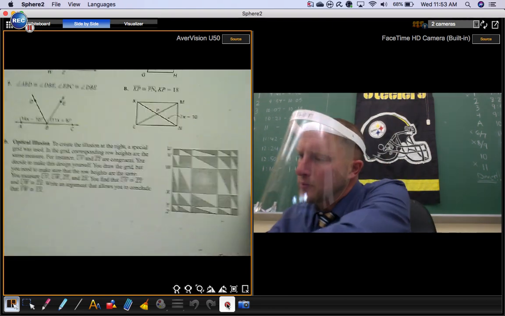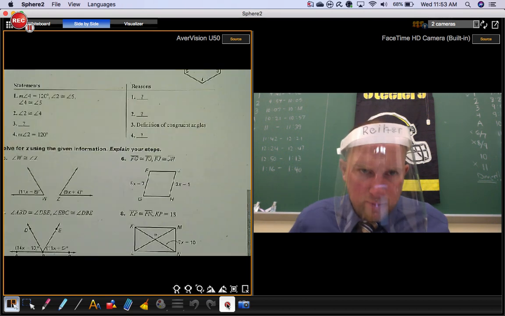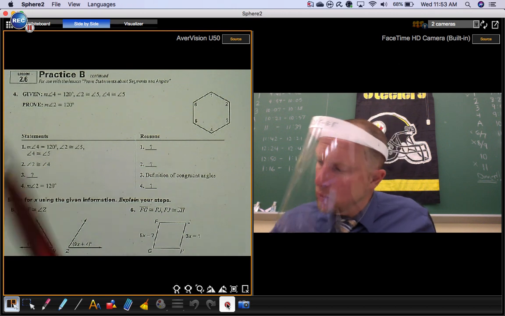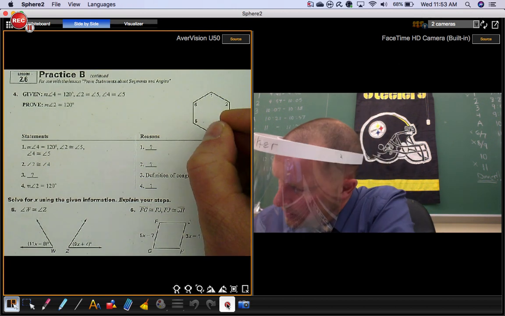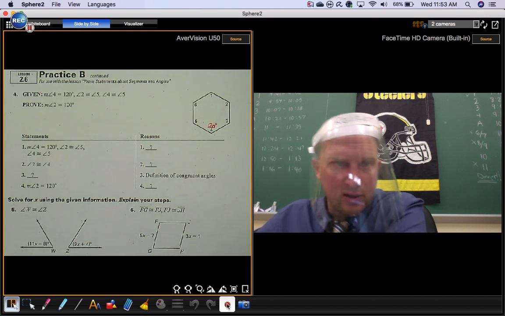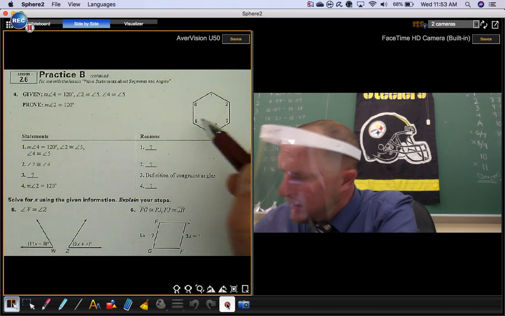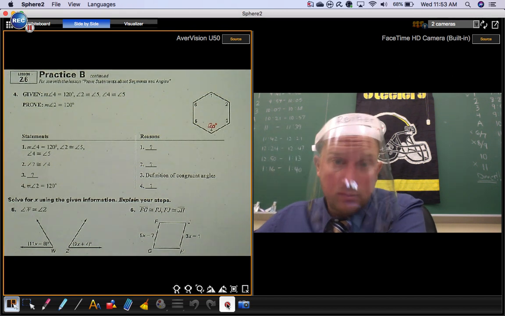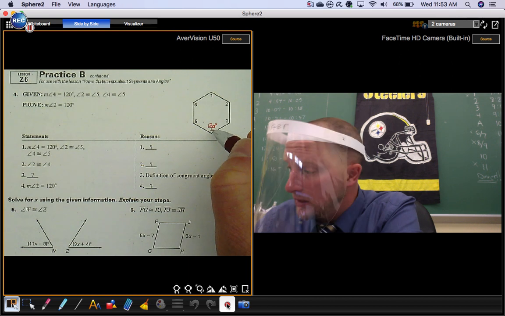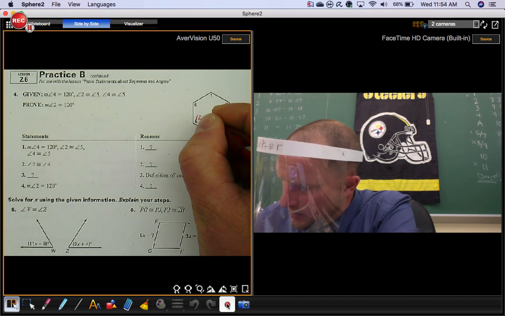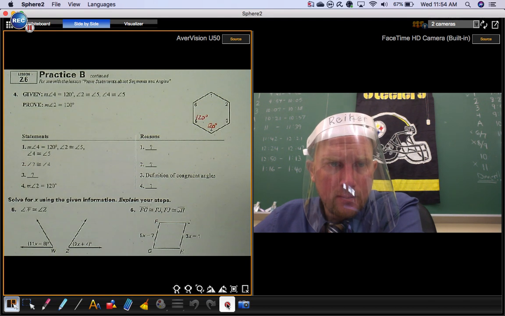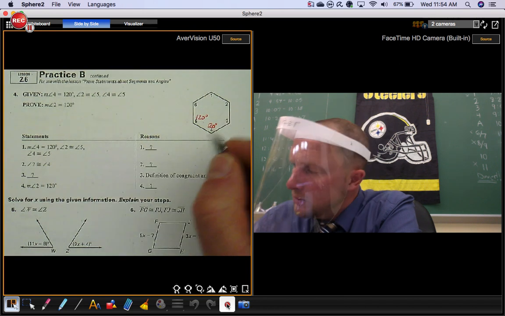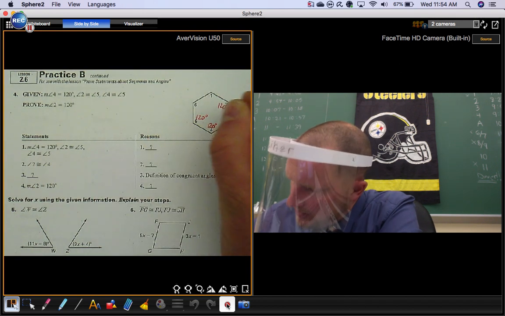Here's number 4. This is a fill-in-the-blank proof. We're given that the measure of angle 4 is 120 degrees. I'll write that in there. They're telling you that angle 2 and angle 5 are congruent, and angle 4 and angle 5 are congruent. Okay, so if angle 4 is 120 and it's congruent to angle 5, wouldn't that make it 120? If angle 2 is congruent to angle 5 and angle 5 is 120, wouldn't that make angle 2 120?